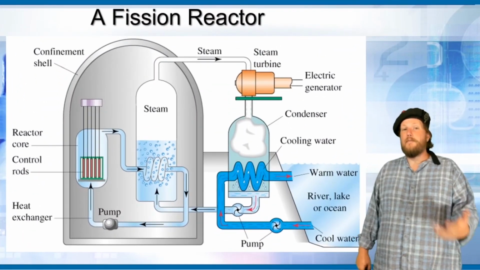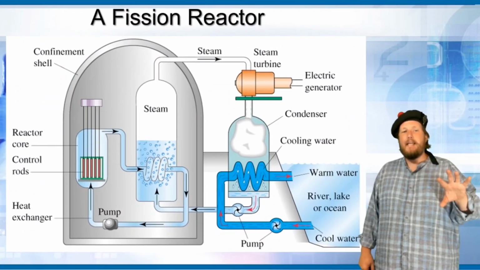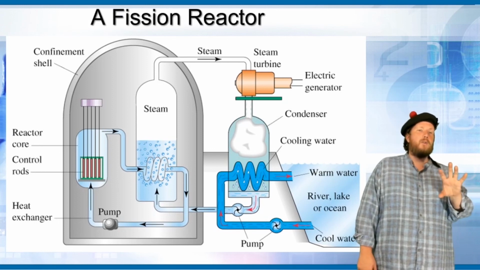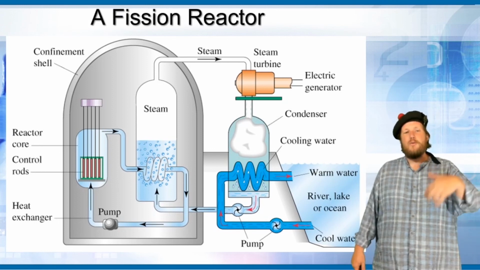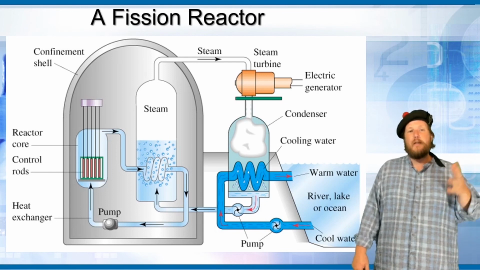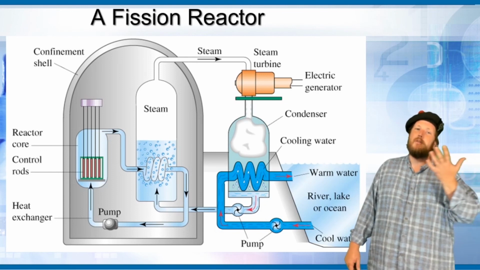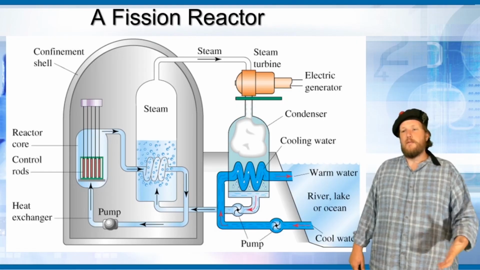So this is a model of a fission reactor. There's the heating elements, the control rods, the reactor core. There's a heat exchanger that goes through that. That heats up a fluid that then generates steam. The steam turns a turbine, and that turbine produces the electricity.